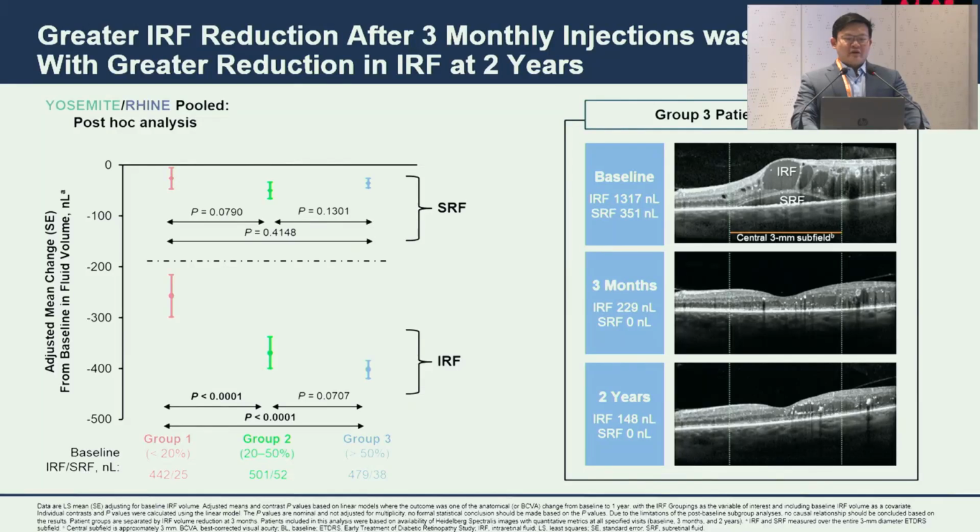Here we look at the greater IRF reduction at baseline or after 3 monthly injections, which was associated with a greater reduction of IRF at 2 years. So here we looked at the three groups at 3 months, group 1, 2, 3, how much they changed at 3 months, and these bars represent how much they changed at 2 years. As you can see, there was a very nice relationship in terms of IRF response, and the SRF relationship was not statistically significant, and that's not surprising. A lot of patients did not have significant SRF, and we know in diabetic macular edema, intraretinal fluid is the bigger concern.